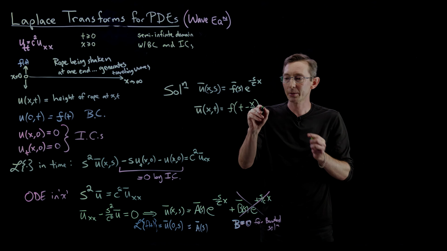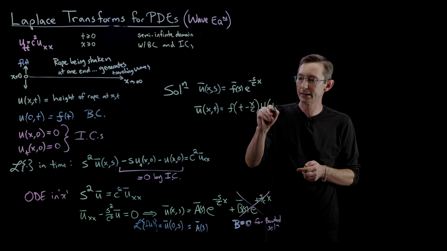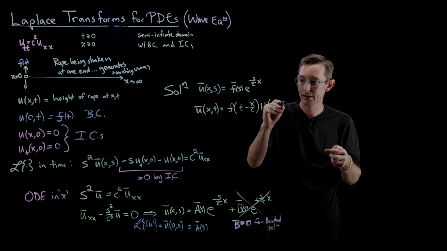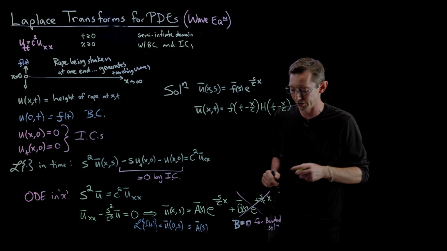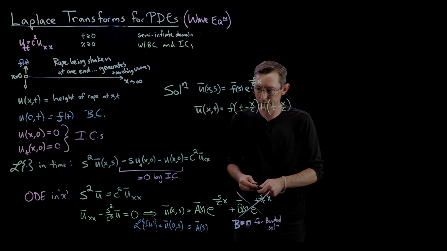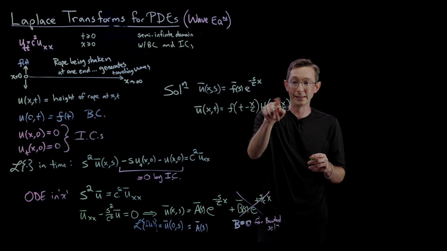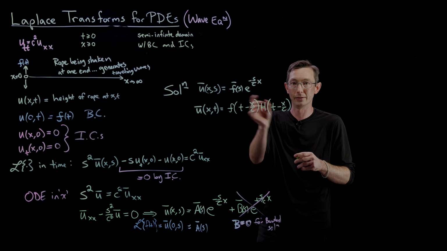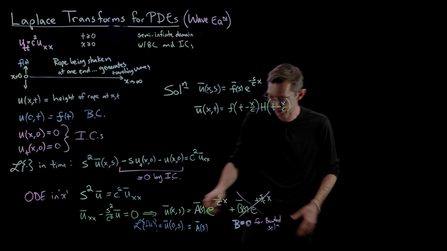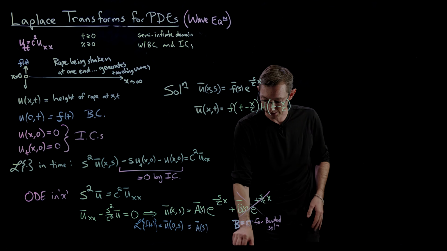And so I have to multiply this by a Heaviside function, and my Heaviside function is t minus x over c. This is kind of a technical mathematical detail. The Heaviside function, literally, I'll draw you a picture of it, but it's something that only turns on when this is positive, okay? Because that's really important. This argument has to be positive for this solution.